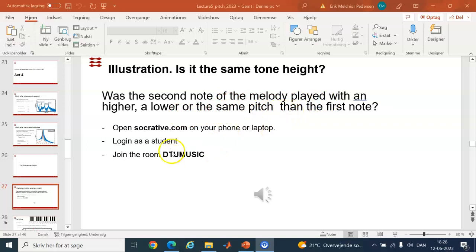So, there's a program, Socrative, on your phone or laptop. Log in as a student. Join the room, DTU music. Now I listen to this.